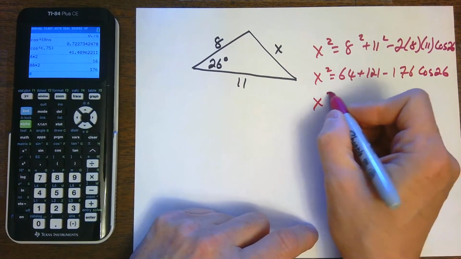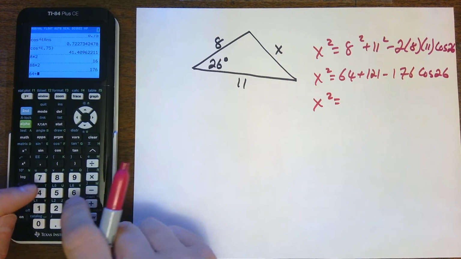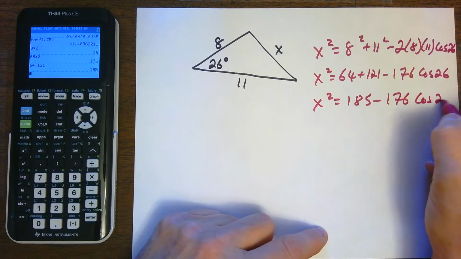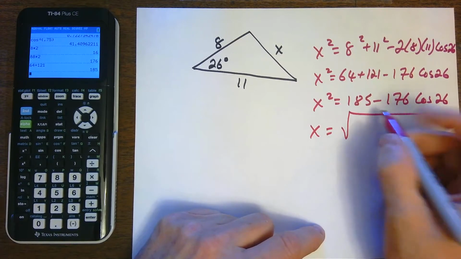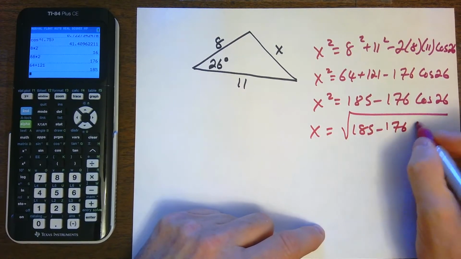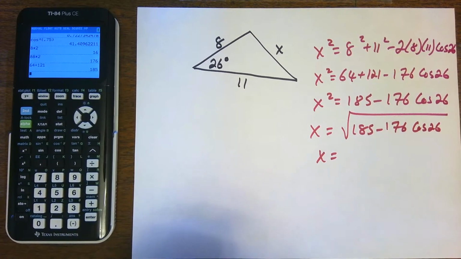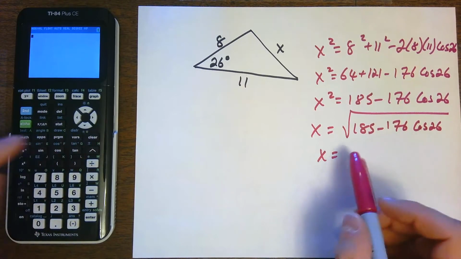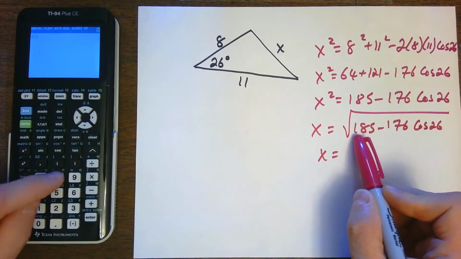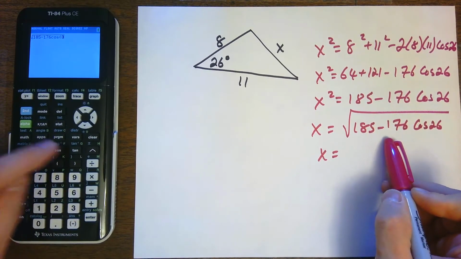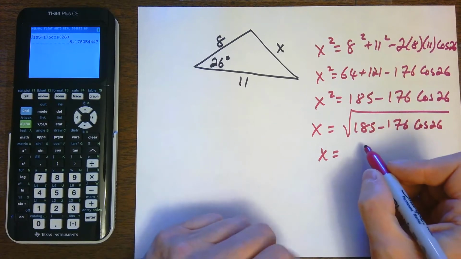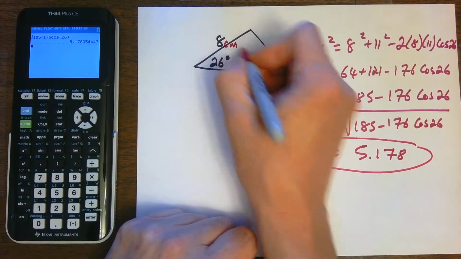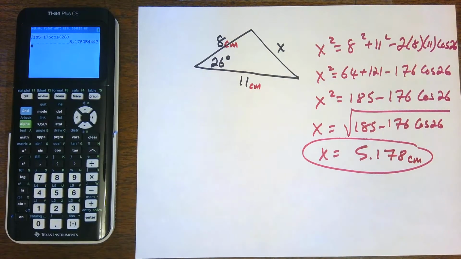So x squared equals 64 plus 121, 185 minus 176 times the cosine of 26. And really, x is going to equal the square root of whatever that is. 185 minus 176 times the cosine of 26. That's degrees, so I want to make sure I'm in degree mode. Okay, I'm in degree mode. Then I'm going to do the square root of 185 minus 176 times the cosine of 26. And that missing side over there is 5.178 units. If this was centimeters and centimeters, this would be centimeters.